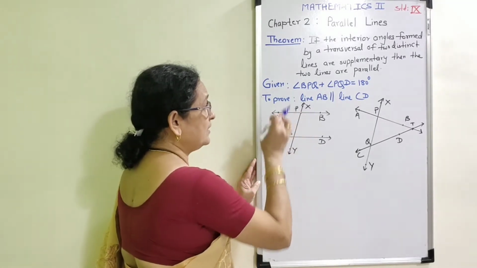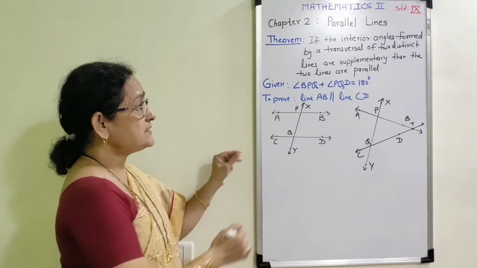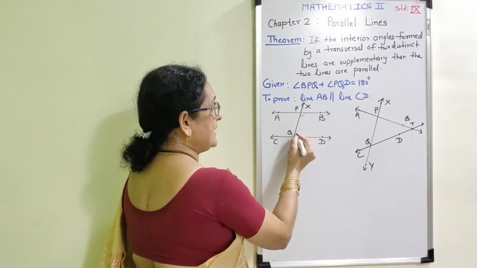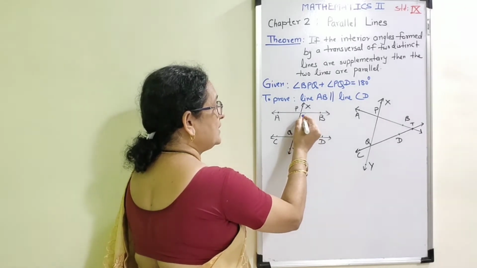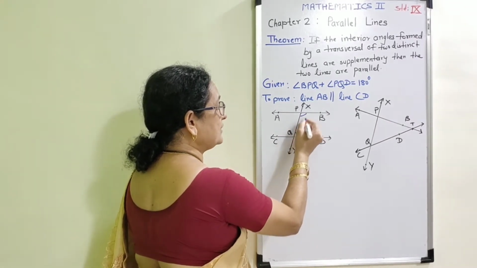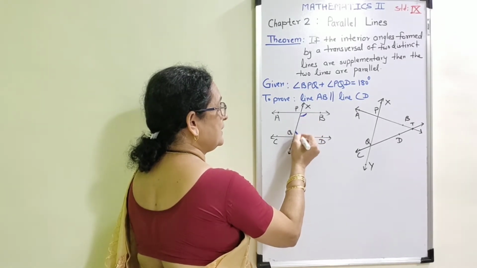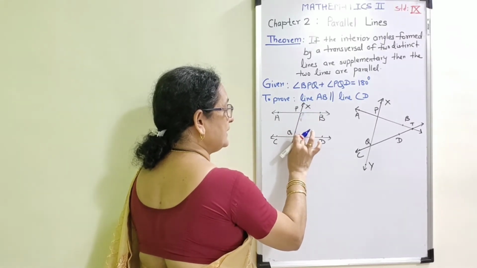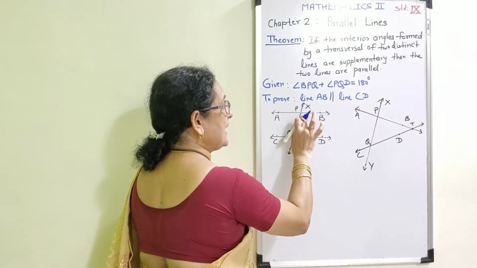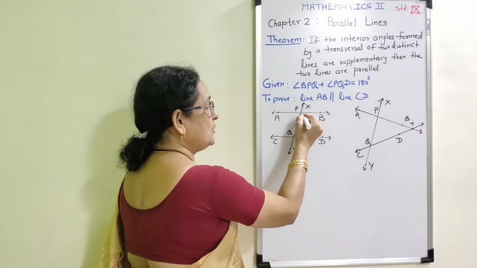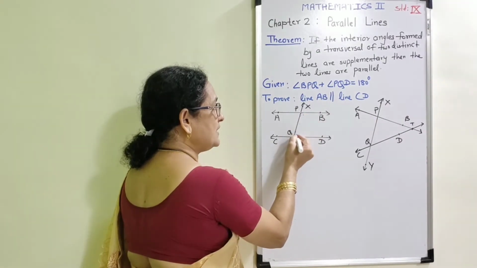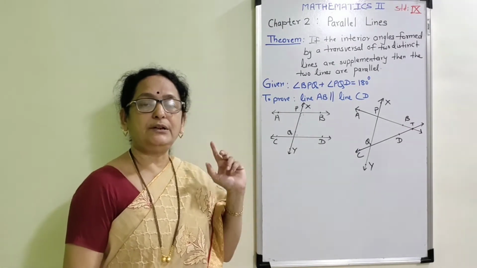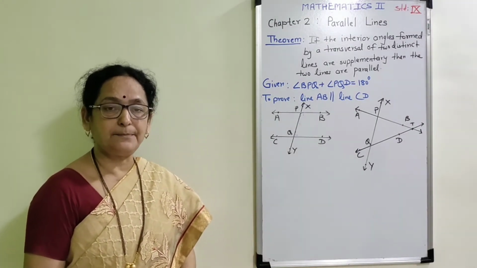Here in this figure they have given that the two interior angles, that means angle BPQ and angle PQD, the sum of measures of these two angles is 180 degree. The angles are not congruent to each other, but their sum is 180 degree. I am not going to show the angles with the same sign. We know only the property that the sum of these two angles is given as 180 degree. In other words, the given two angles are supplementary.